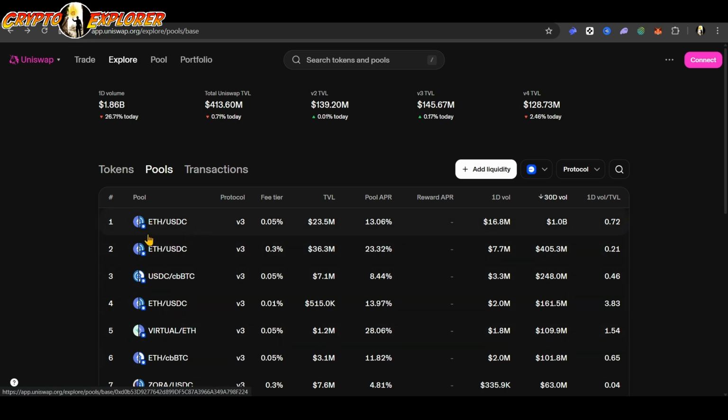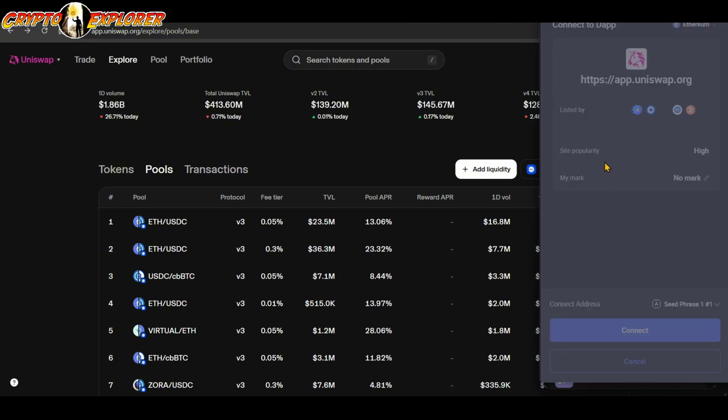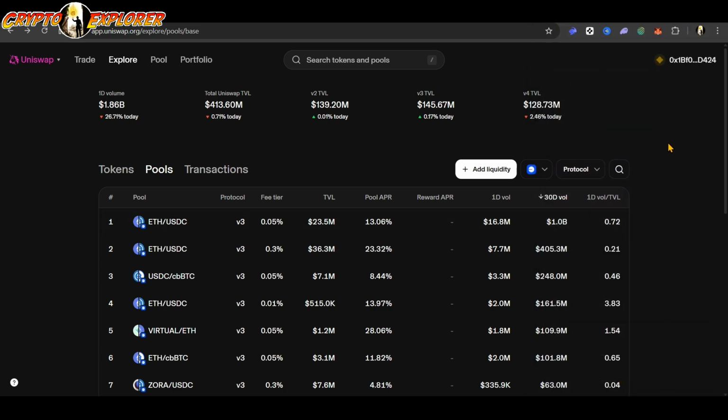The process is just the same, so I'm going to show you using this ETH paired with USDC step by step. So step 1, make sure you have your wallet connected. I'm going to use Rabby. You can use whatever wallet they do support. You can even use the Uniswap wallet. Click connect. Now I'm in.